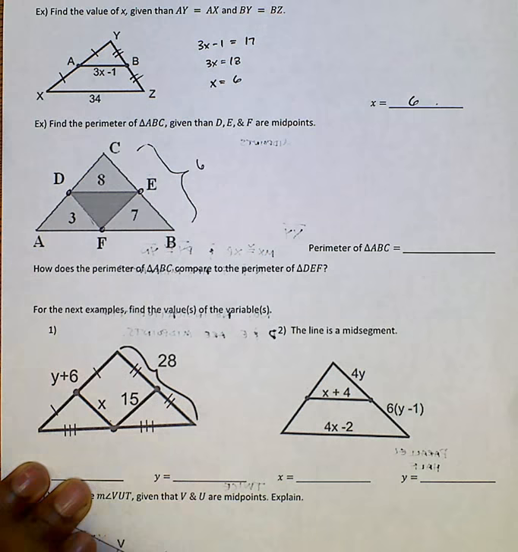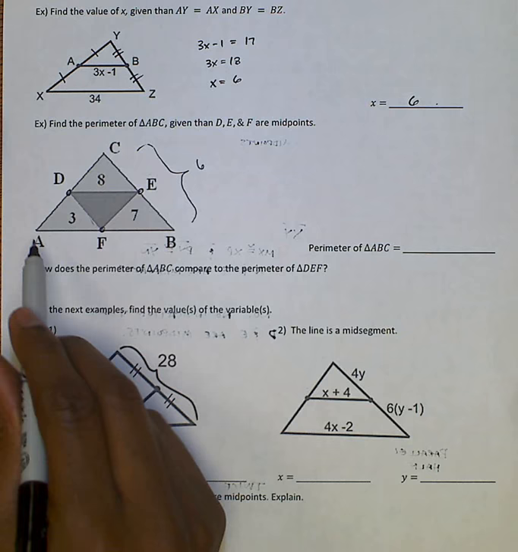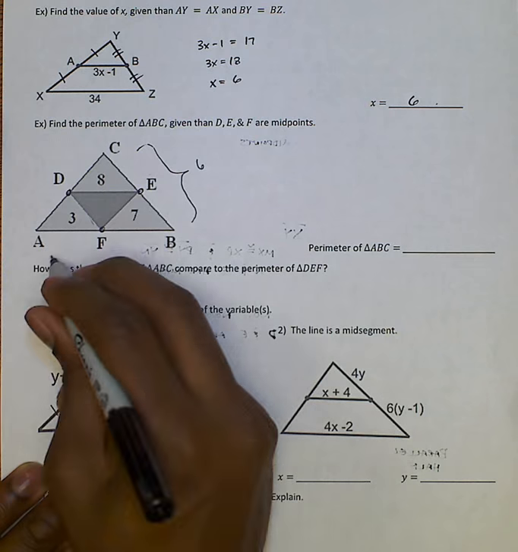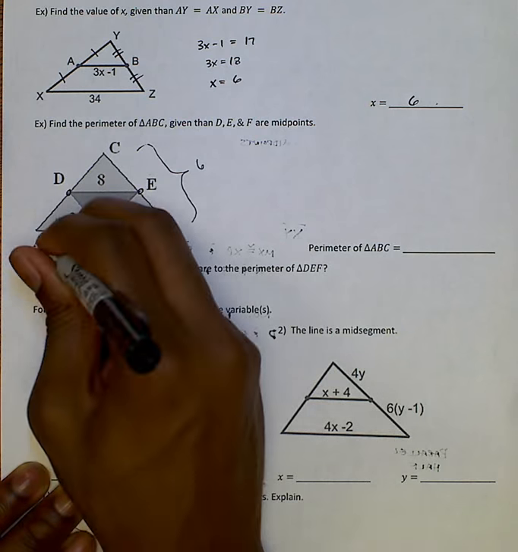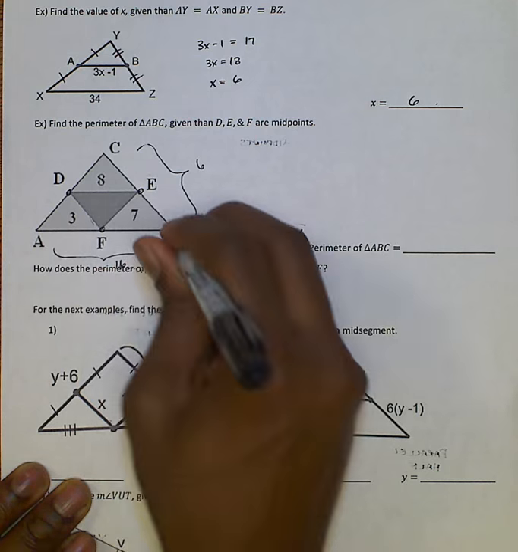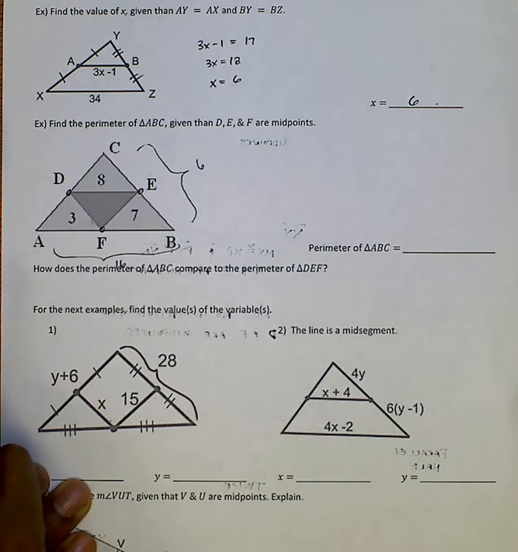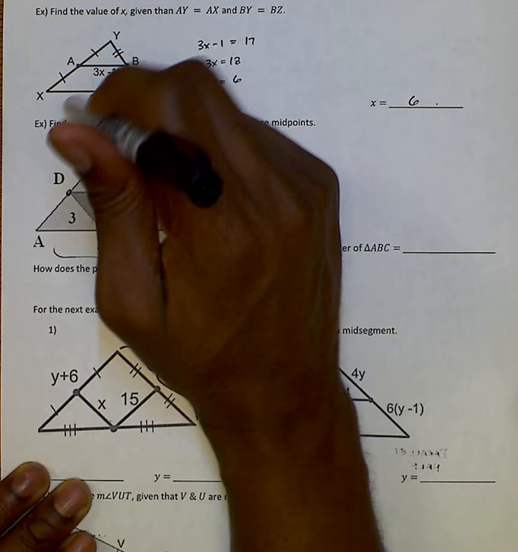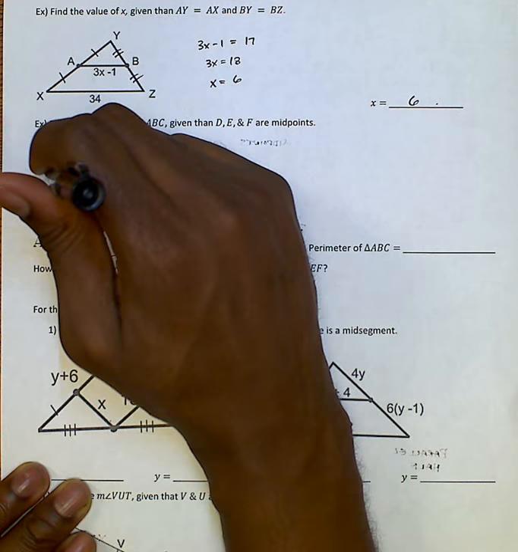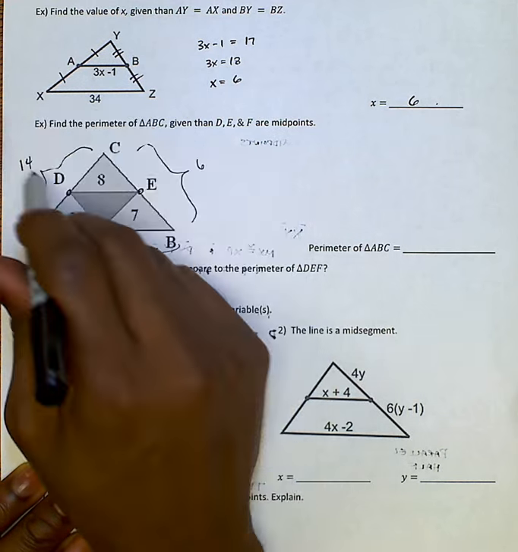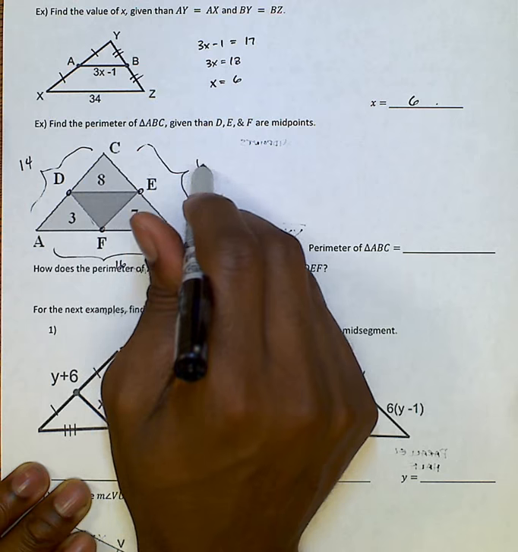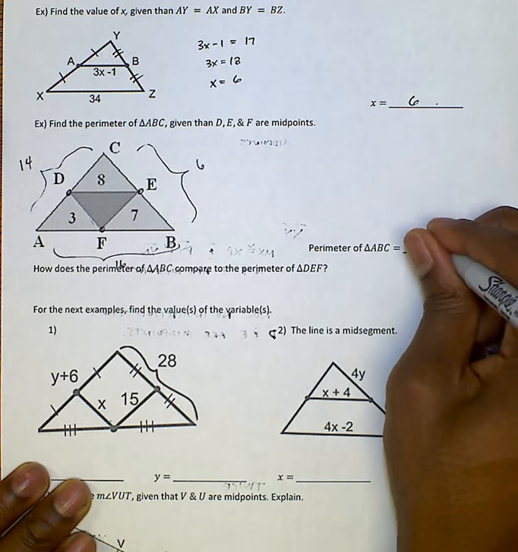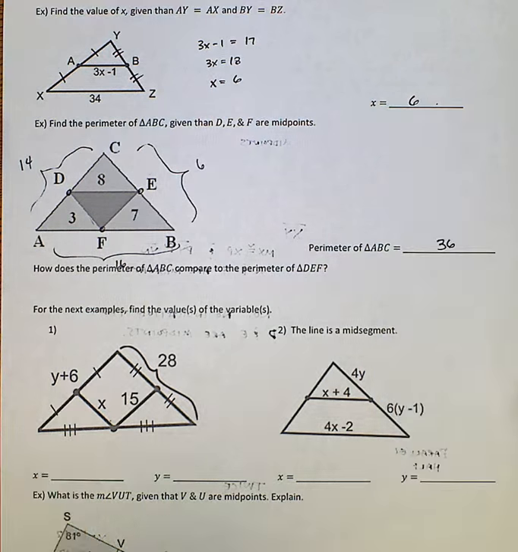If DE is 8, it's parallel to AB. I know that AB is 16, 8 times 2. And then if EF is 7, its parallel side, AC, should be double that, which is 14. And then we just go through and add them. 14 plus 6 is 20. 20 plus 16 is 36. The perimeter of triangle ABC is 36.